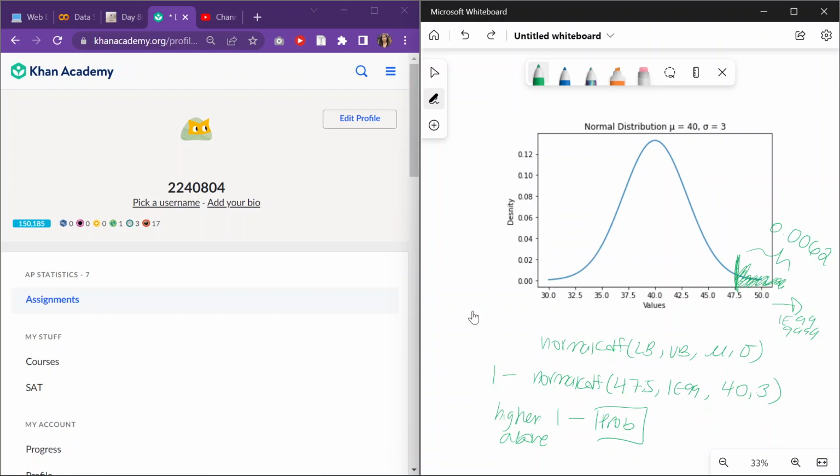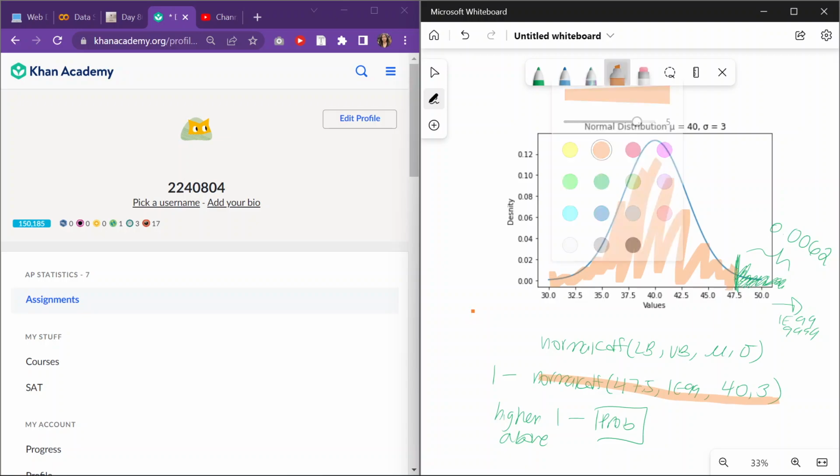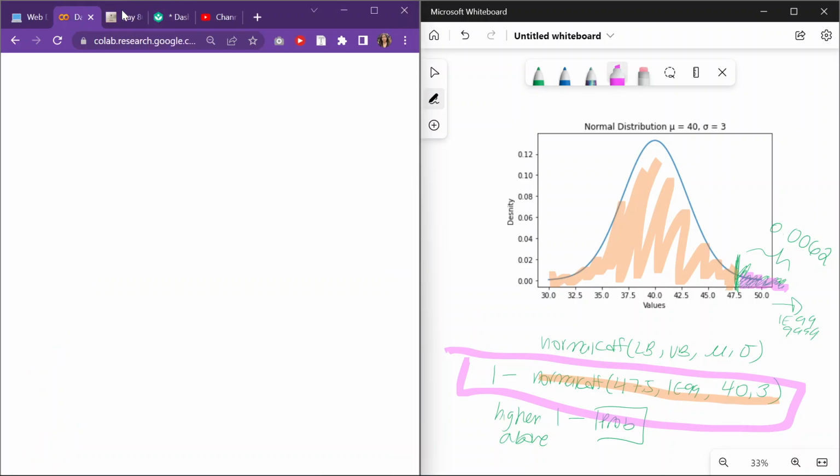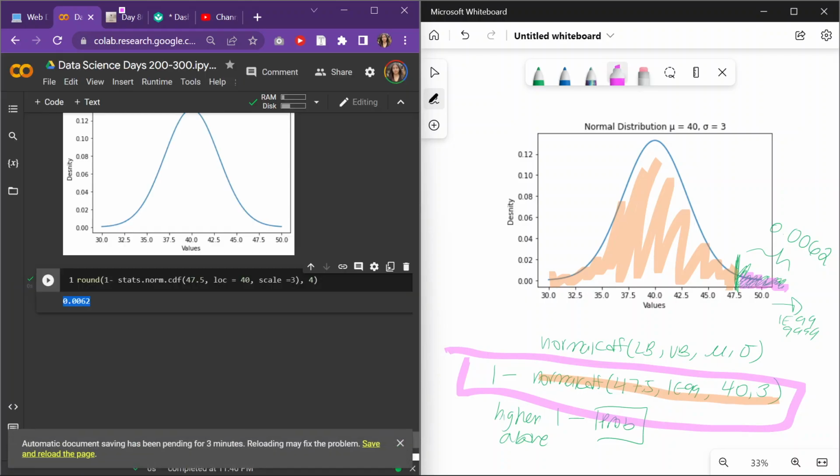Let me highlight for you. This right here is the probability of anything lower than 47.5. And then this whole thing right here, 1 minus all of that, is the probability of anything higher. Okay, so it's just figuring that out. And yeah, that's how you can do it with Python. And you can just put this in your calculator.